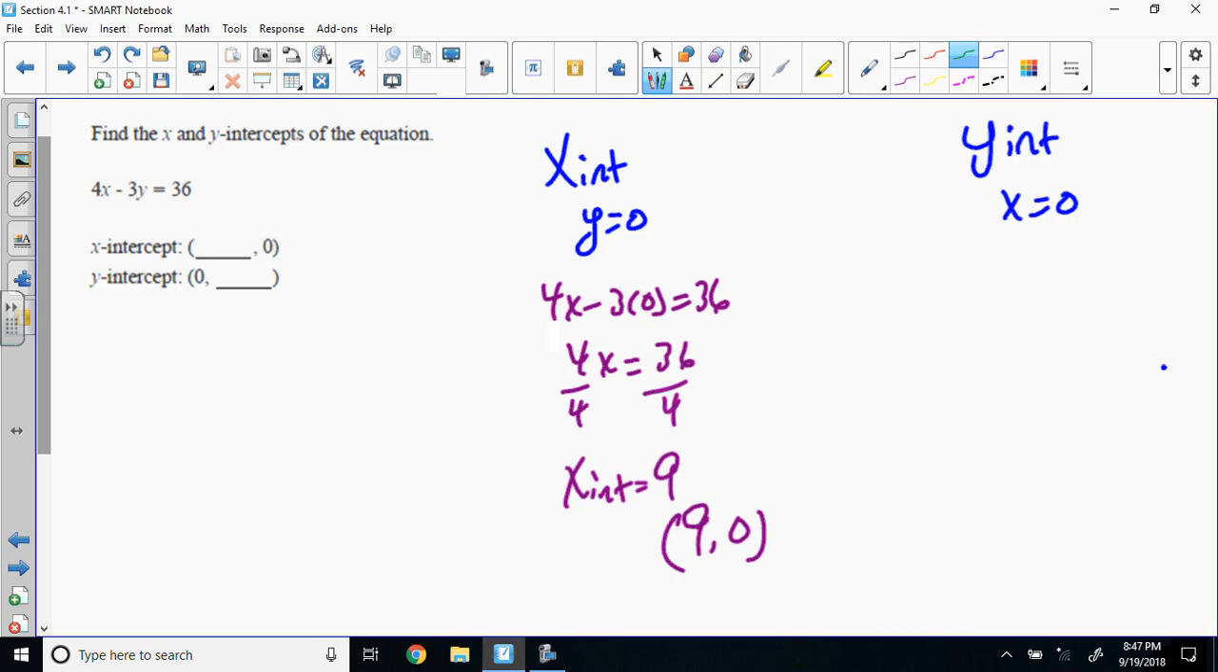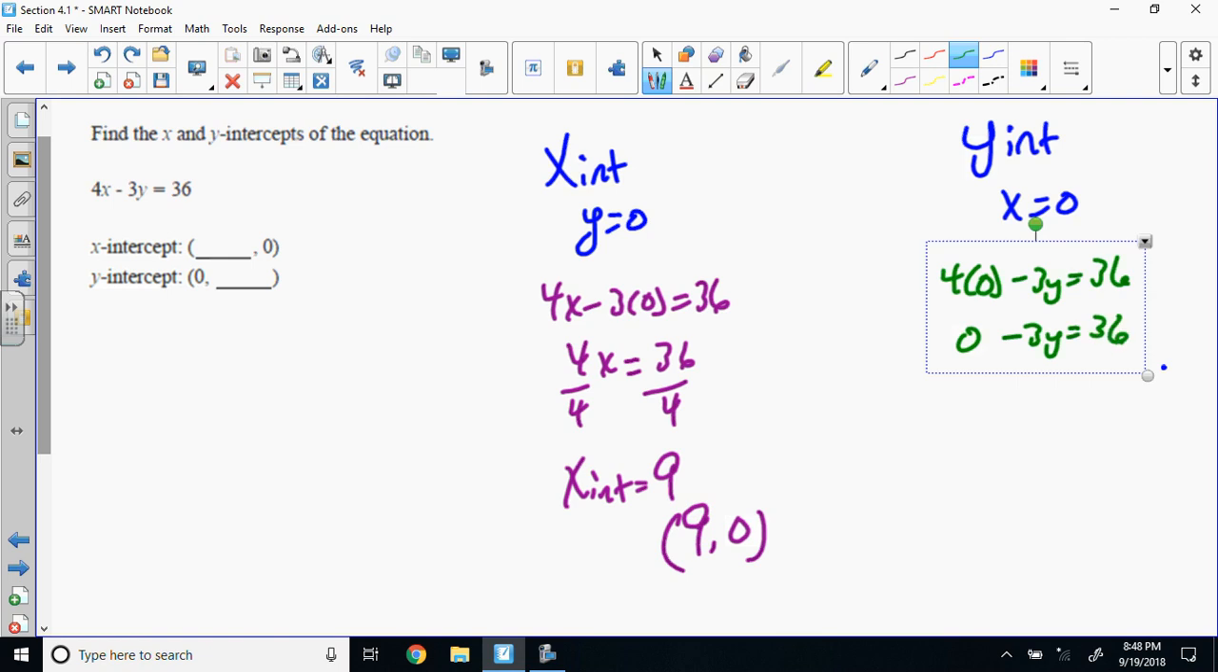The y-intercept, x is 0. So I'm going to say 4 times 0 minus 3y equals 36, right? So this becomes 0 minus 3y equals 36. Divide both sides by -3. The y-intercept equals negative 12. That is really (0, -12). Okay?